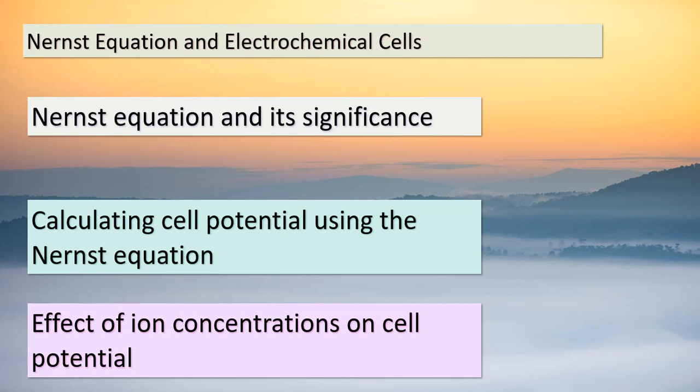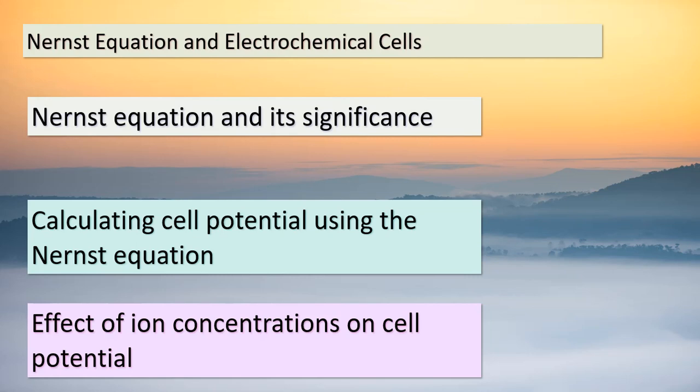Now, according to equation 20.19, the cell potential changes with alterations in the concentrations of ions. Specifically, as the concentration of copper ions, Cu²⁺, increases and the concentration of zinc ions, Zn²⁺, decreases, the EMF of the cell increases. Let's put this into context with an example.